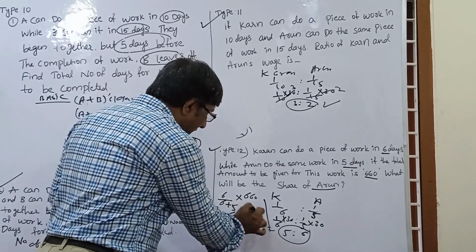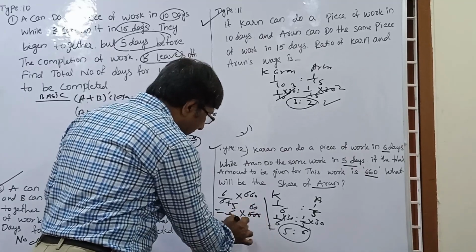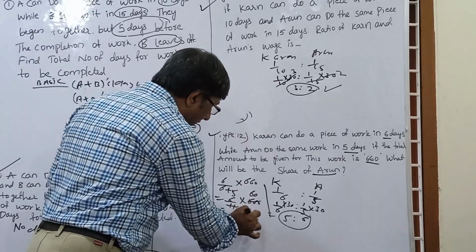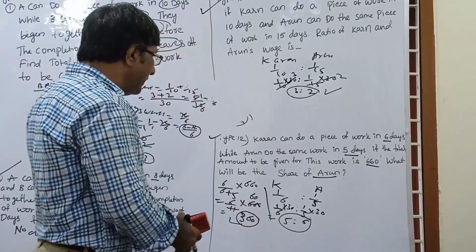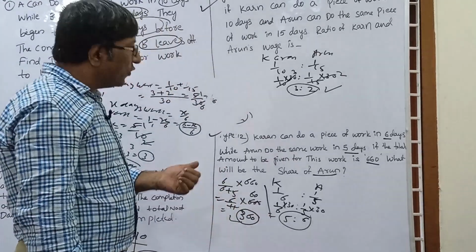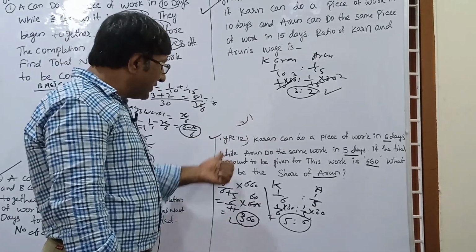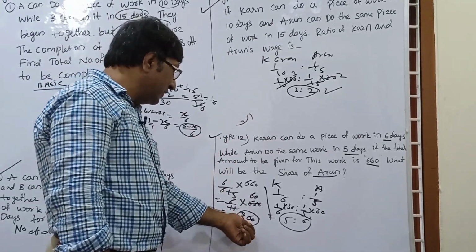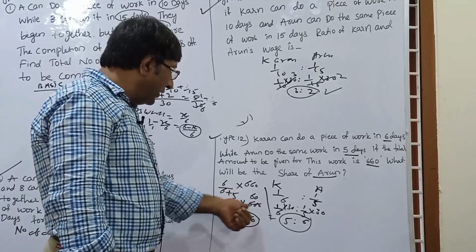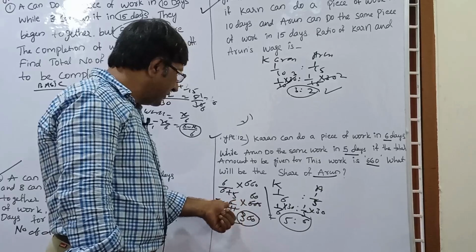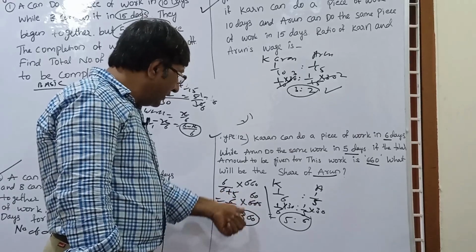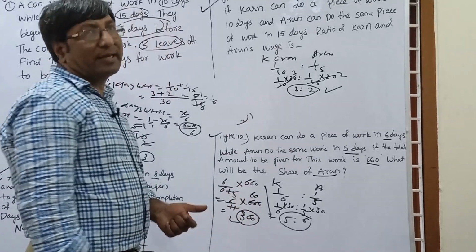So 11 6s are 66. So this is 6 6s are 36. So our answer is what? 360 rupees will be the share of Arun. The total is 660. The share of Arun is what? 360, because 6 by 11 into 660. So 11 6s are 66. 60 into 6 is what? 360. 360 is the correct answer.